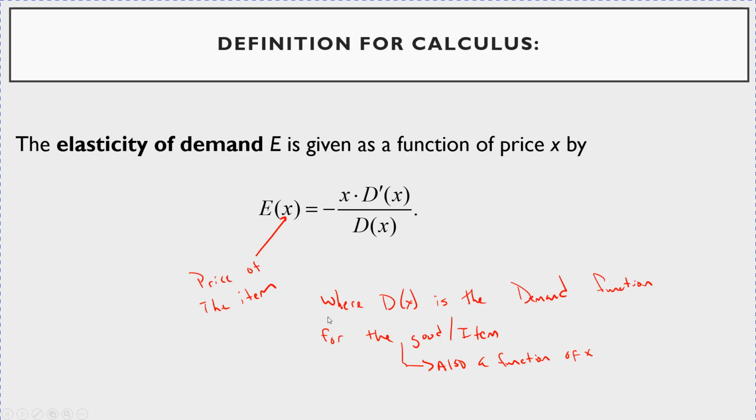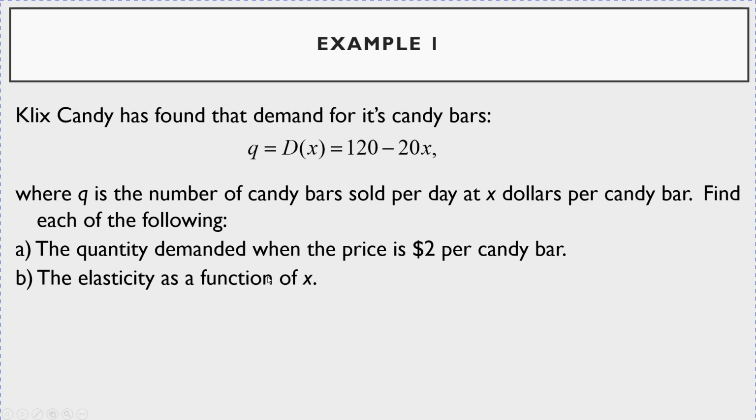All right, so let's do an example just so you can see how this all works out. Here's the silly example. Clicks Candy has found that demand for its candy bars is given as follows. Q, the quantity demanded, is equal to D of x, and it's equal to 120 minus 20 times x. They make a high-end candy bar, where they only produce a small number of them per day. Q is the number of candy bars sold per day at x dollars per candy bar.